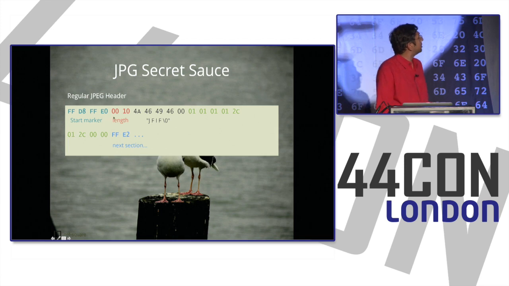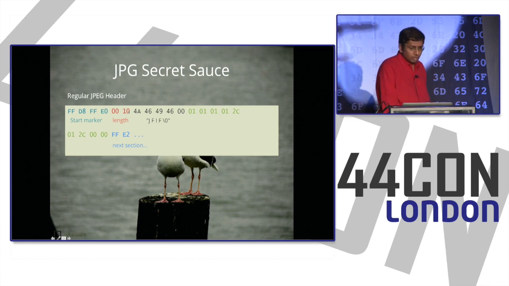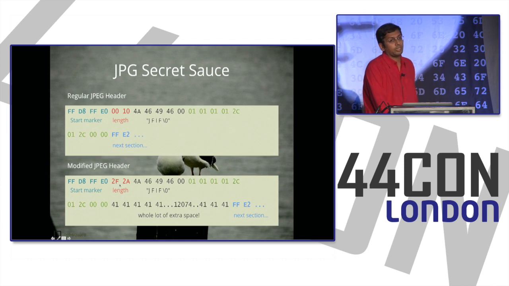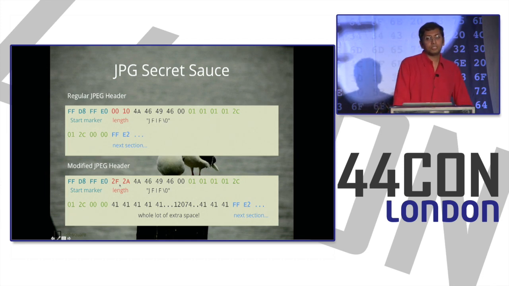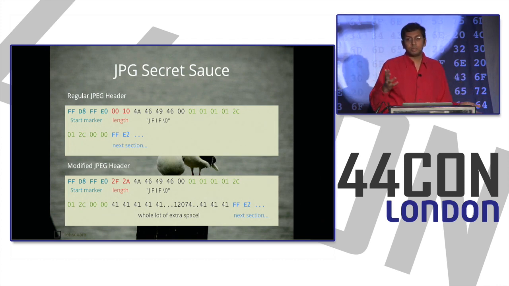So here's a start of image. You have the first few bytes as JFIF and a null byte, and then some major and minor version numbers for JPEG. And this is a length of 16 bytes. What happens if I tweak this length and make it 2F2A, which is a length of 12,074? Well, this means I get to extend this segment as long as I like, and I can put 12,000 bytes of extra rubbish in here without the JPEG parser breaking.